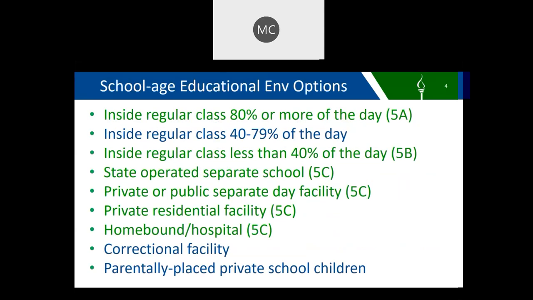This is the complete list of educational environments for school-age students. The ones in green are included in the 3 parts of Indicator 5 as noted. The ones in blue are included in the denominator of the calculations, meaning that 5A plus 5B plus 5C won't add up to 100%.